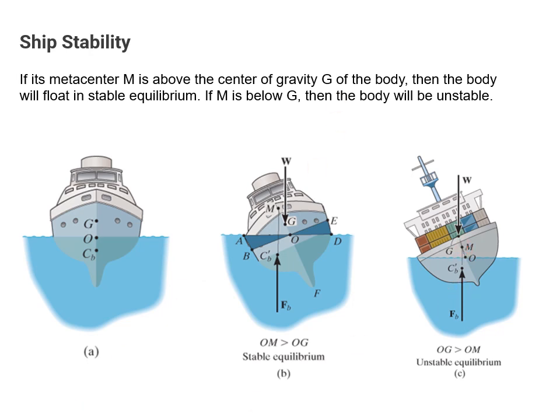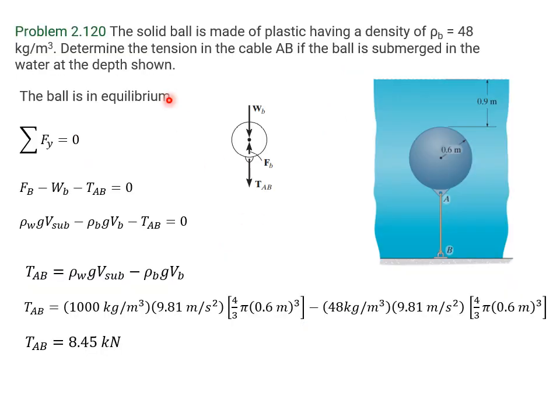So let's take a look at problem 2-120 out of the textbook. This is one of the homework problems. A solid ball is made of plastic having a density of 48 kilograms per cubic meter, and it's tied with a rope to the bottom of the tank. We want to determine the tension in this cable AB if the ball is submerged at the depth shown. This shows that it's 0.9 meters from the top of the water line to the top of the ball, and the ball has a 0.6 meter radius.